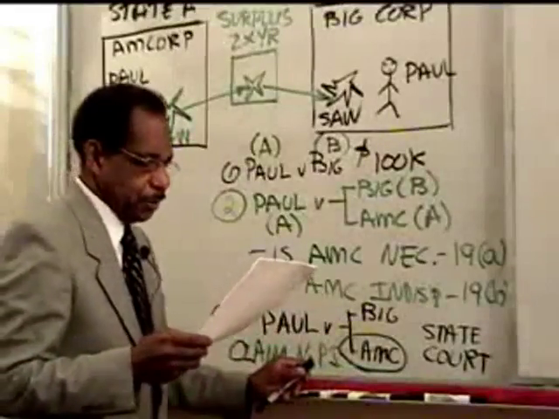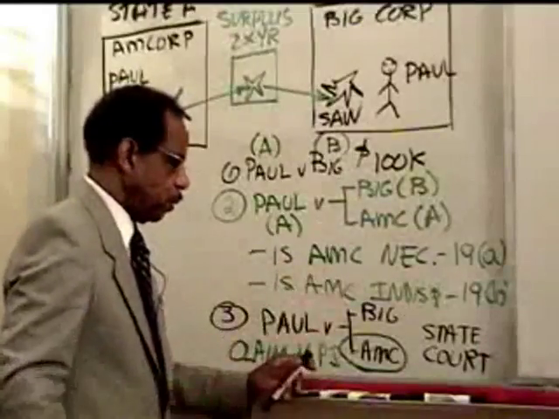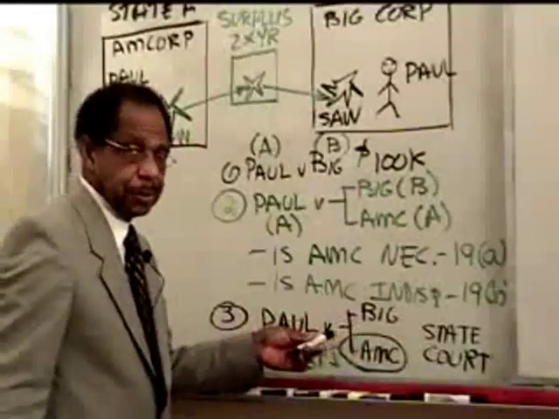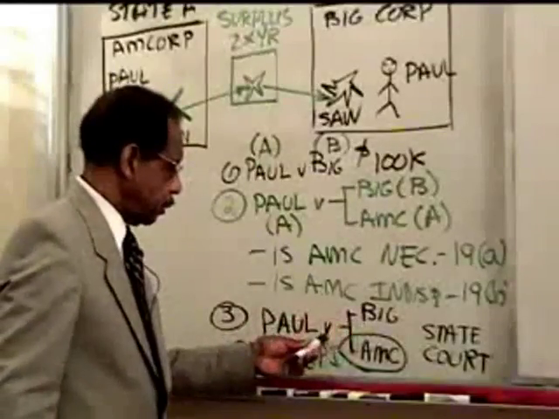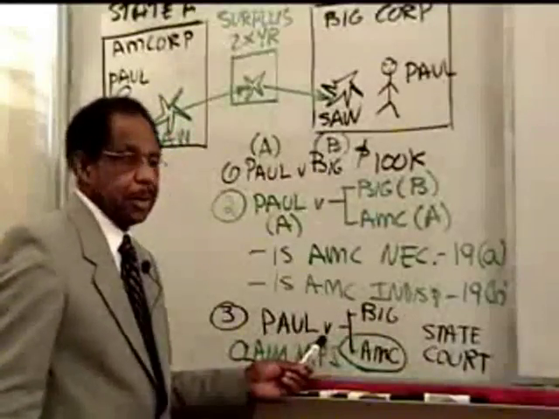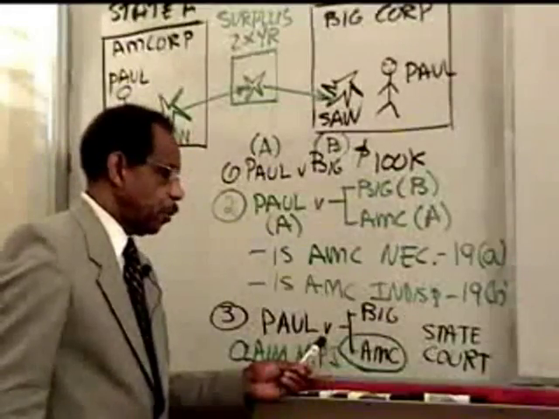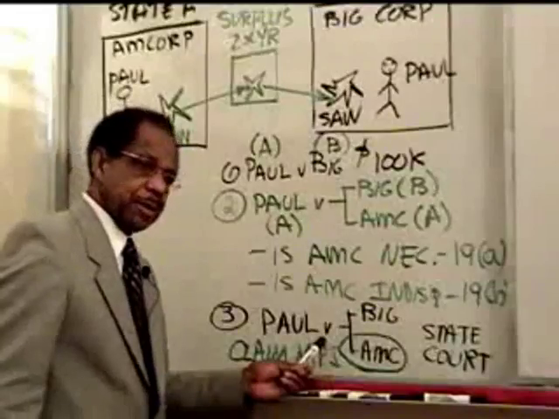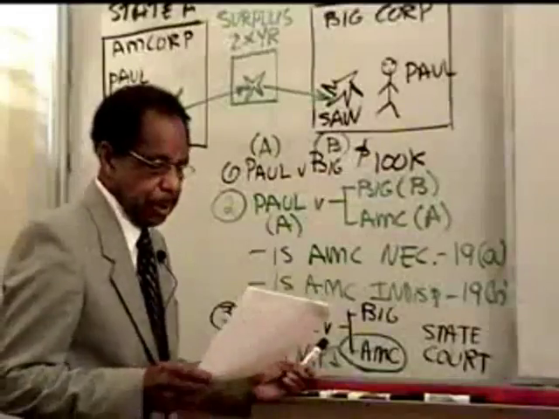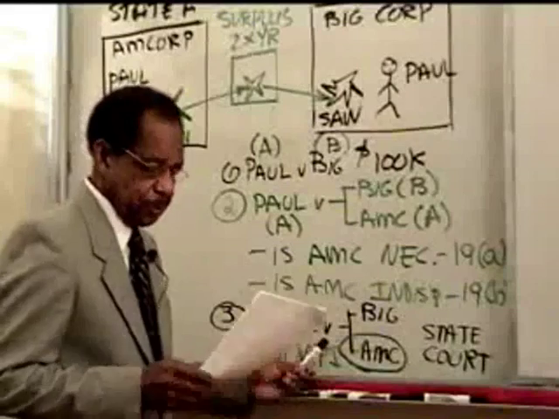Continuing at line 24, Paul voluntarily dismissed his action against Big Corp without prejudice. So Paul versus Big Corp is still left in the suit, and Paul now voluntarily dismissed, and that's a voluntary dismissal without prejudice. And when you dismiss without prejudice, you can bring the suit again. If you've been dismissed with prejudice, you cannot bring the suit again. Res judicata applies, and you cannot bring the suit again if you're dismissed with prejudice.